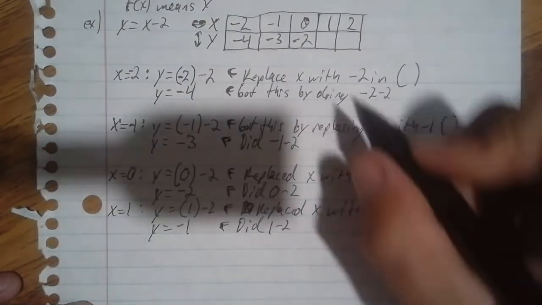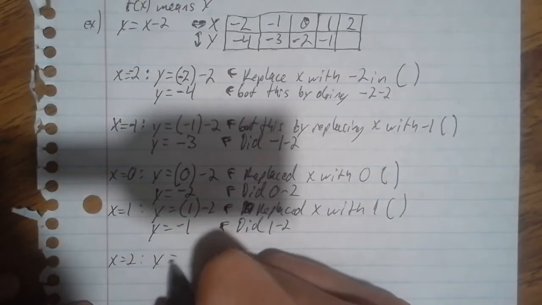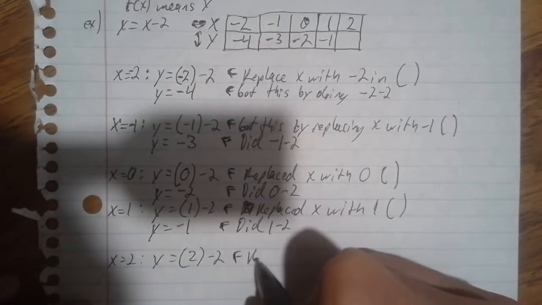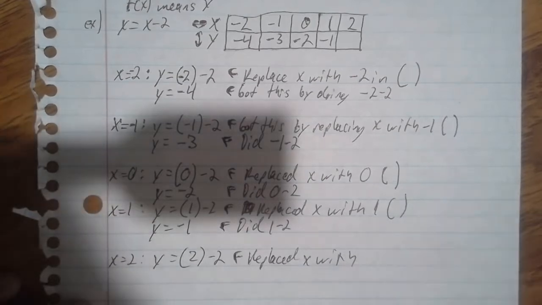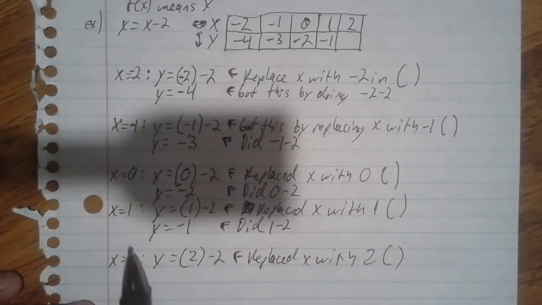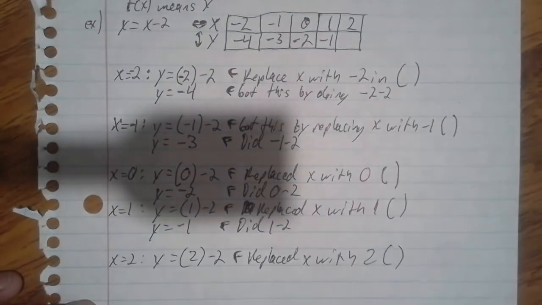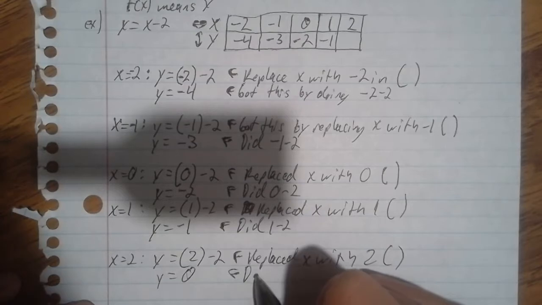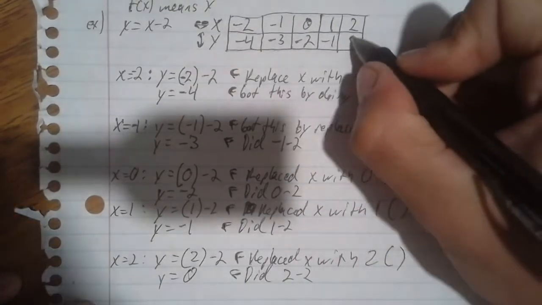And then finally, we do x equals 2. So we get y equals parentheses 2 minus 2. And here we replaced x with 2 in parentheses. And these numbers here, they came from up here. So we get y equals 0 because we did 2 minus 2. We got 0.